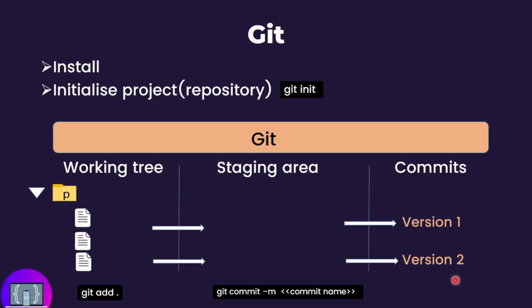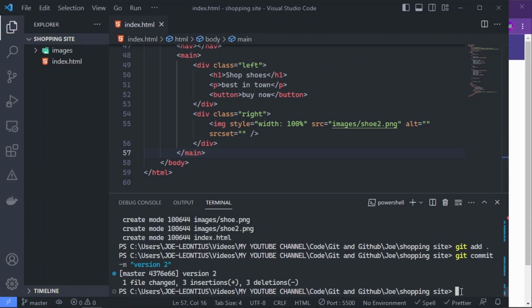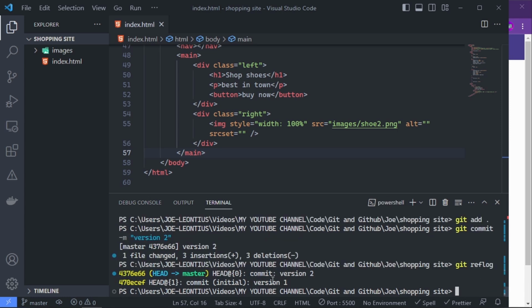So the question you'll be asking me now is, how do we switch between these different versions of our project? And for that, there are some git commands associated. The first one is git reflog. Git reflog is going to show us all the different commit versions, and it's going to permit us now to select a particular version using the git checkout to pick that particular version. So the first command we'll type is git reflog, and when we type git reflog, you notice that it tells us that we have 2 versions, version 2 and version 1.